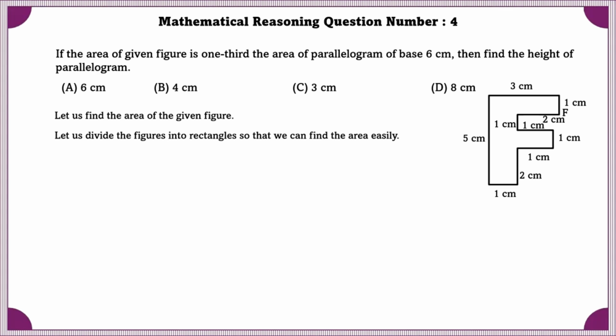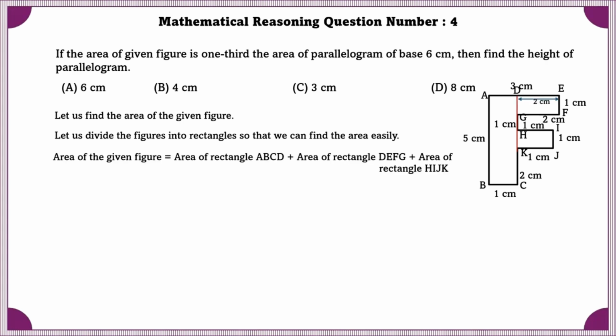Let us split this figure into rectangles so we can easily find the area. So area of the given figure is equal to area of rectangle ABCD plus area of DEFG plus area of HIJK, which is equal to 8 cm square.